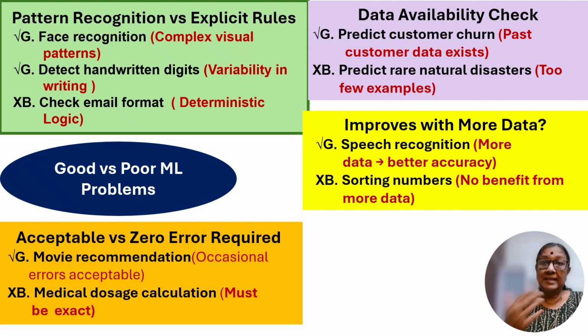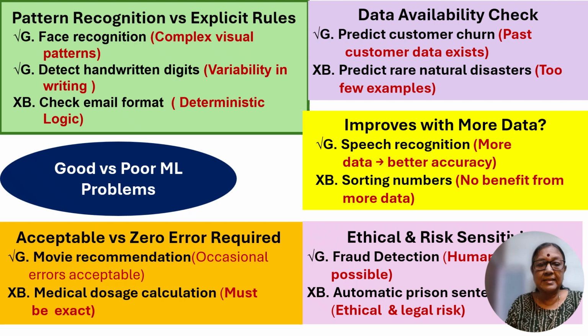And then, does the problem improve with more data? If you take speech recognition, the more the data, the better the accuracy. But when you're doing something like sorting numbers, it does not benefit from more data. Now, ethical and risk sensitivity. For fraud detection, you can do human checking, but if you do automatic decisions and do not involve a human in the cycle, you are at ethical and legal risk.